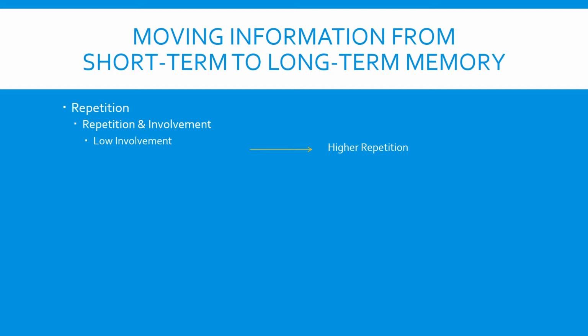That's how it works. Lower involvement results in higher repetition so that you get it into long-term memory. If you have customers who know an awful lot about a product, they know details about the product, they use the product a lot, you don't need as much repetition to get them to remember it. They've already got it there.